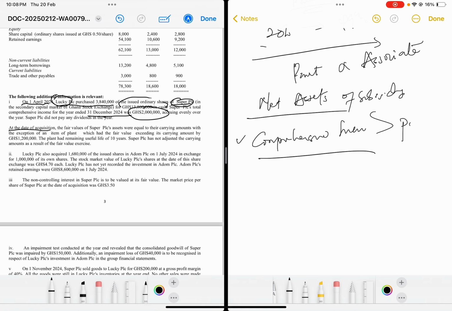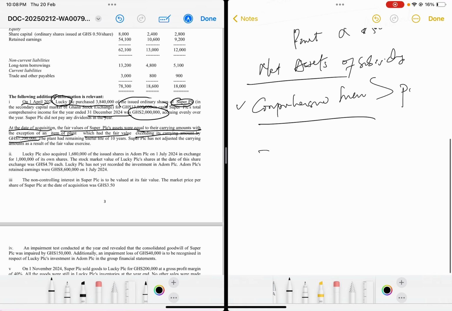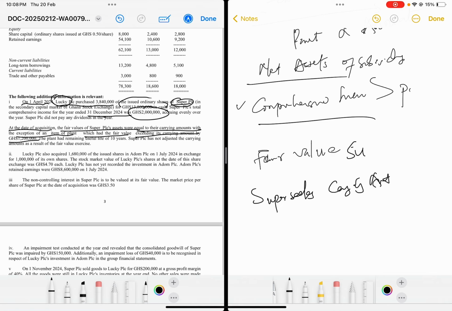Now, you have been told that at the date of acquisition, the fair values of Super PLC's assets were equal to the carrying amount, with the exception of plant, which had a fair value exceeding its carrying amount by 1.2 million. What this means is that there was a valuation done, and you always have to take note that fair value supersedes carrying amount. So you always have to take note of the adjustment that will be done on the fair value.